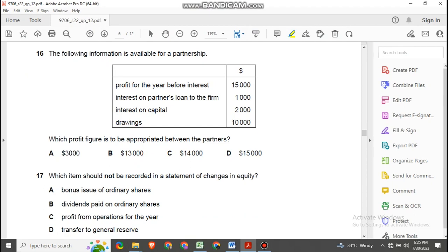Okay, the next question is question number 16. The following information is available for a partnership. Profit for the year before interest 15,000, interest on partner's loan to the firm 1,000, interest on capital 2,000, and drawings amount is 10,000. Which profit figure should be apportioned between the partners? So it means how much is the profit for the year we should have, so that we can divide that between the partners. It is the figure that we transfer to profit and loss appropriation account from profit and loss statement. So in this case, profit before interest and tax is 15,000, and we have an interest on partner's loan which needs to be subtracted because it is a finance cost, 1,000. So 15,000 minus 1,000 is 14,000, the profit for the year, which we transfer to profit and loss appropriation account. So the correct option is 14,000, C.